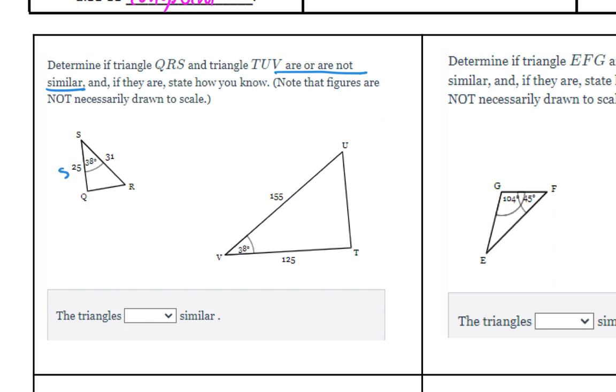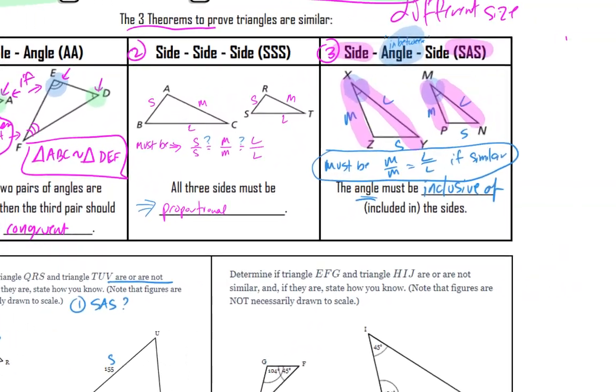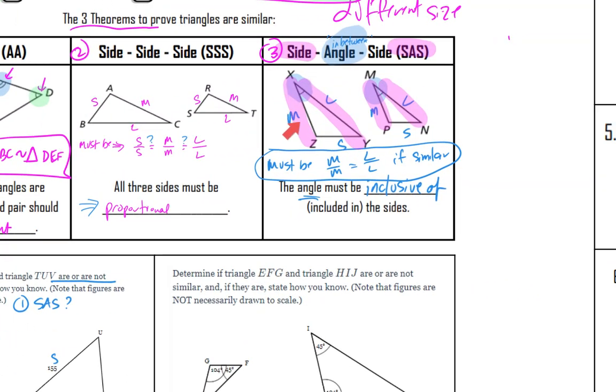So let's put that there. Side, that's an angle, and that's a side. Side, angle, side. Okay, you don't have to keep on doing this, but I'm doing this for now while we're first getting used to this. So the first step, we're asking ourselves, can this be side, angle, side? Well, for it to be side, angle, side, remember we said this has to be proportional to this, and this has to be proportional to that.